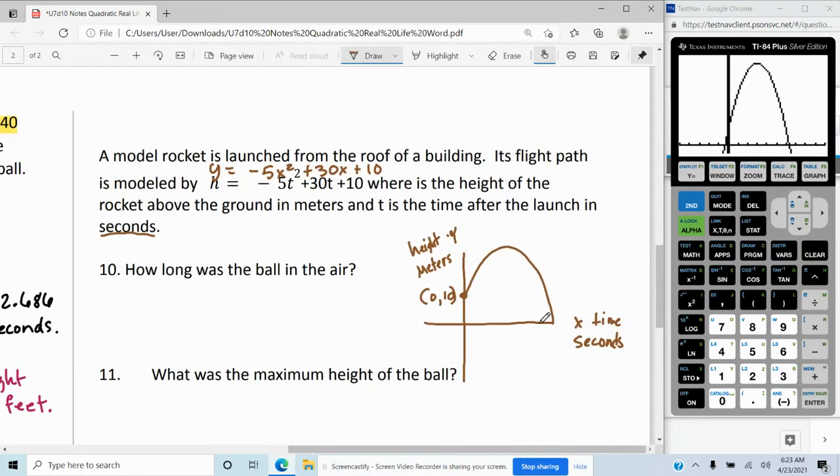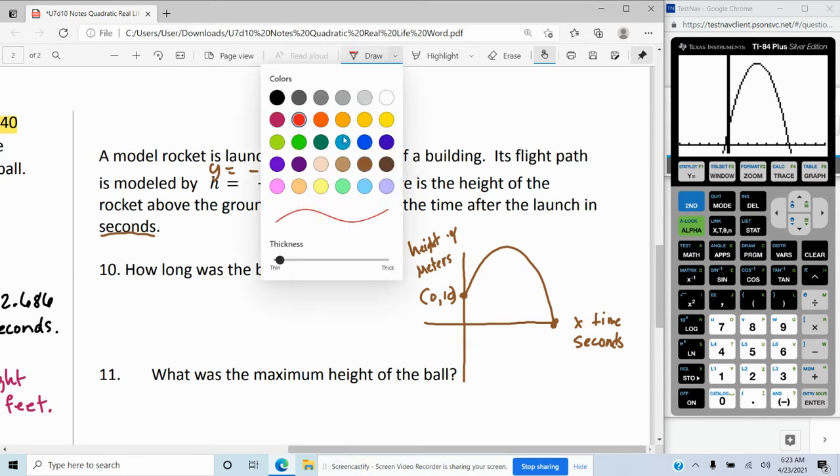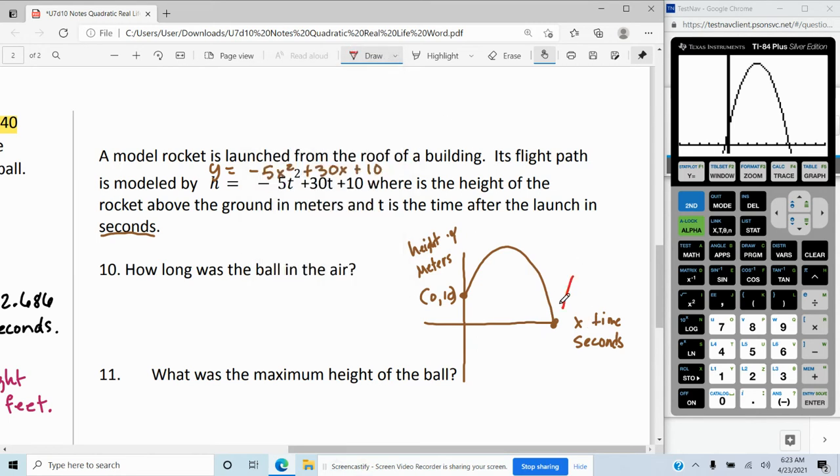So I need to figure out this point right here to know how long the whole thing was in flight, right? So what's another name for that point? If you said x-intercept, good for you. That is the x-intercept. It is the end of your story, right? The end of story, in this particular case. So let's find out what it is, because we know another word for x-intercept. Yes, it's also a 0.